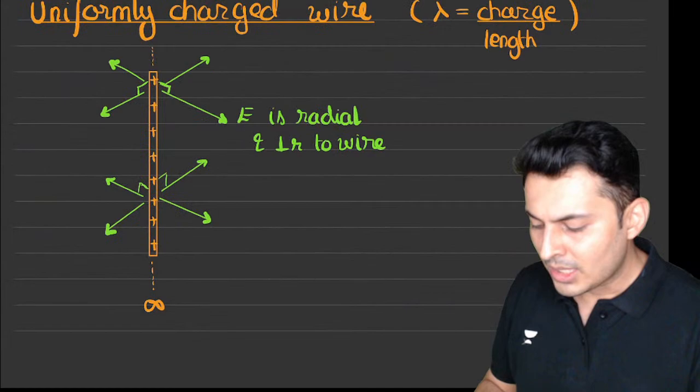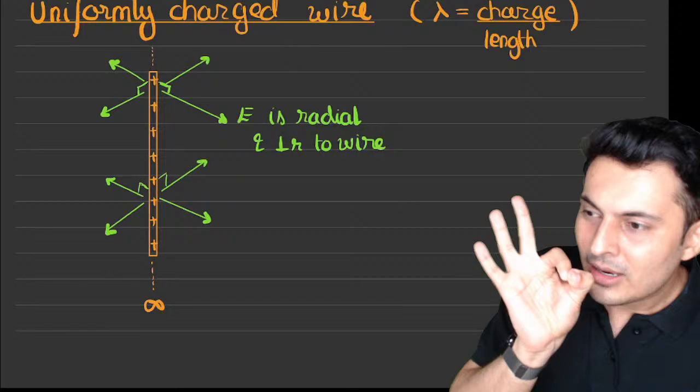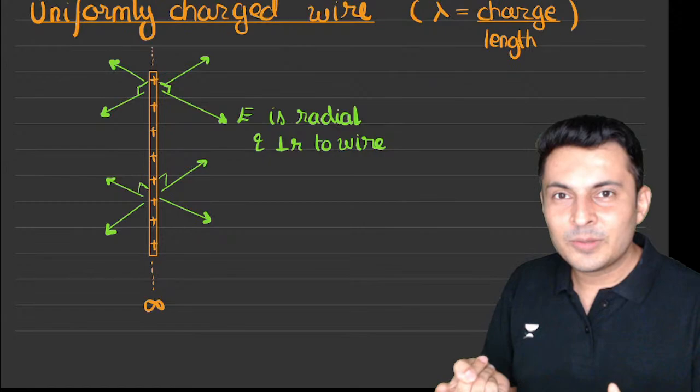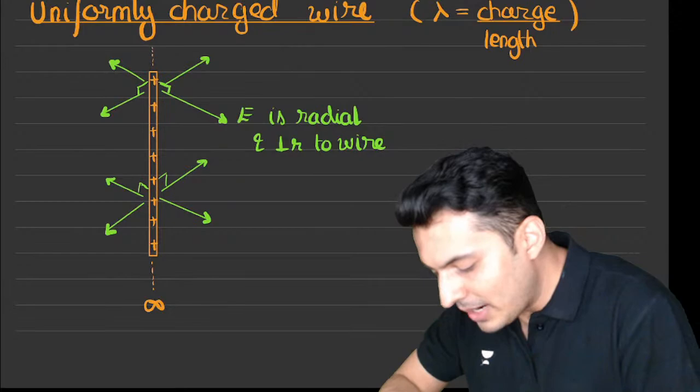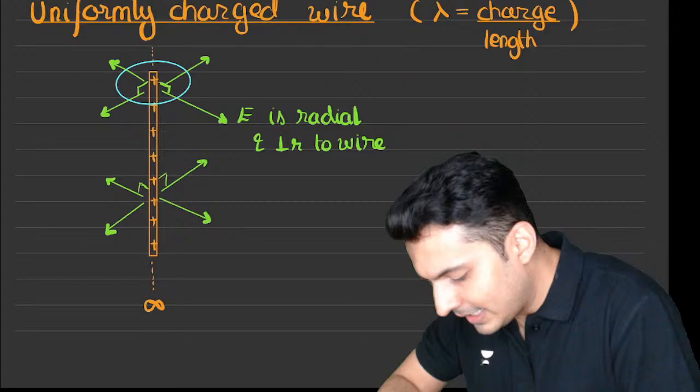I think I can choose one surface. Can you name that surface which I should choose so that it is symmetric and convenient for me to find the field? I think you know what to do. Yes, very good, Shafiq. I think I should make it look like a cylinder. Yep, very good, very good. Proud of all of you.